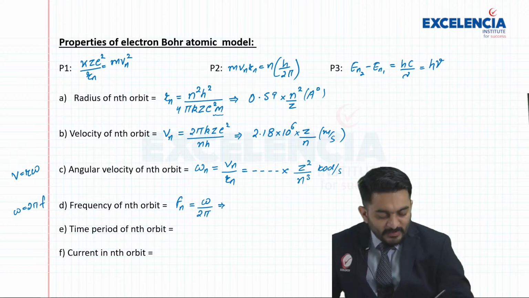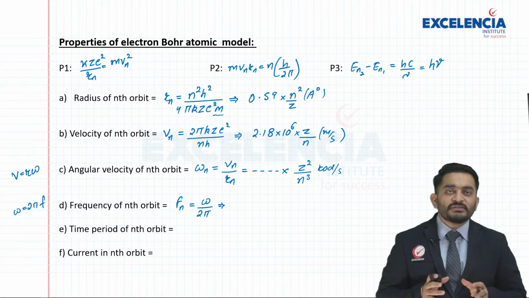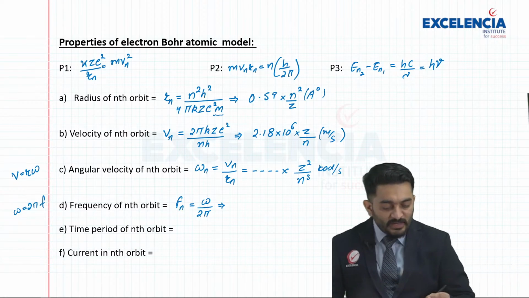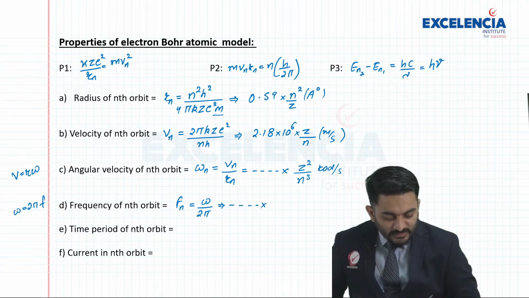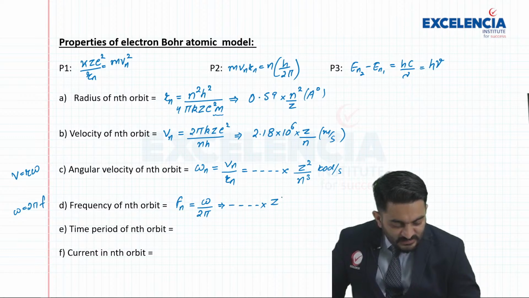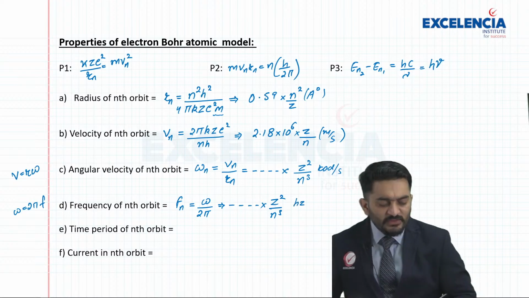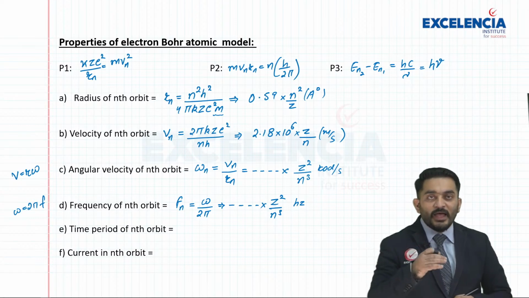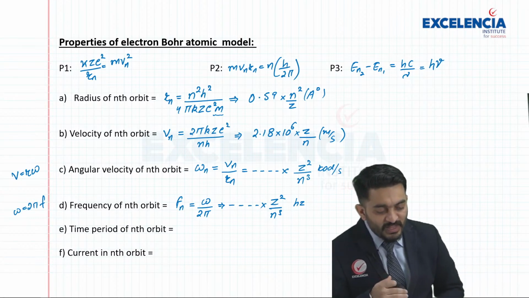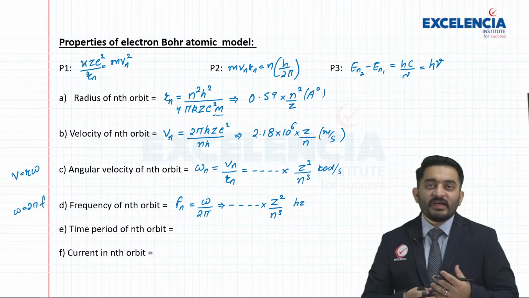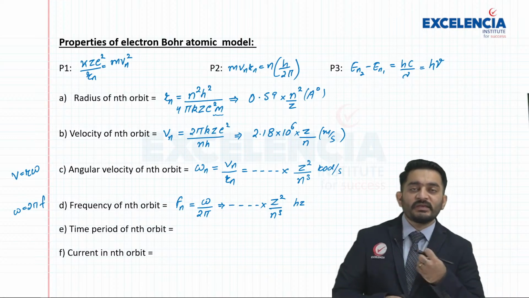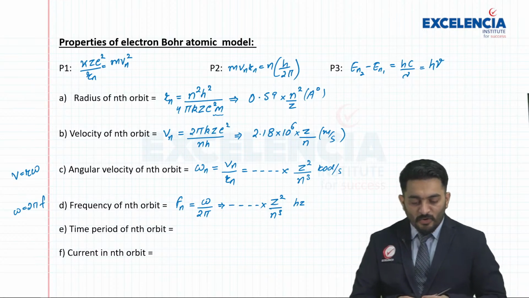Now in this case, you can notice 2 pi is a constant, not going to change anything. You already have omega n. That means if I forget about the variables involved over here, my relation with z and n is not going to change, and as it is frequency, you can write hertz or per second. I am getting the relation z square over n cube. Z stands for atomic number, n stands for orbit number. I have a direct relation of how this frequency is related to my atomic number and orbit number.